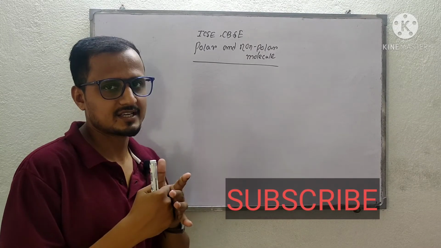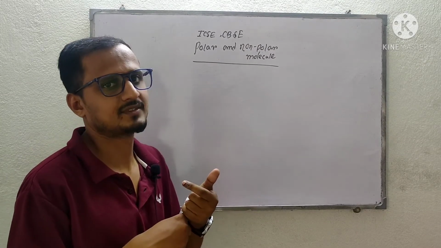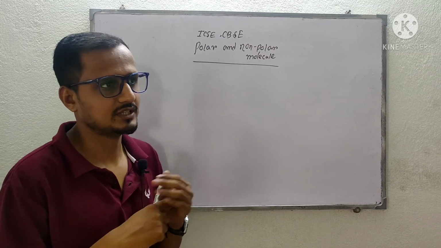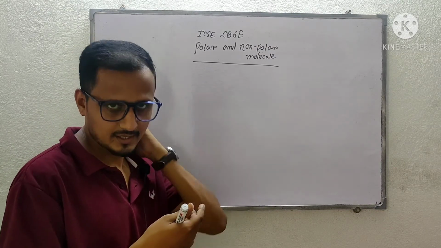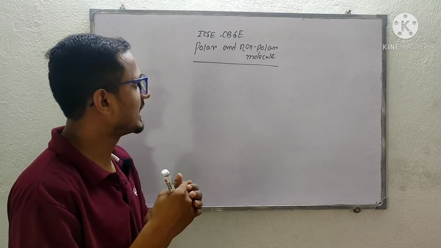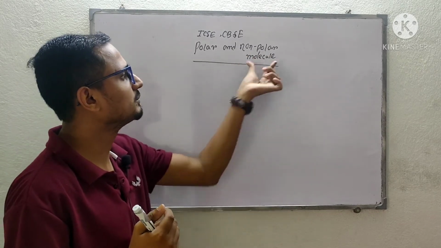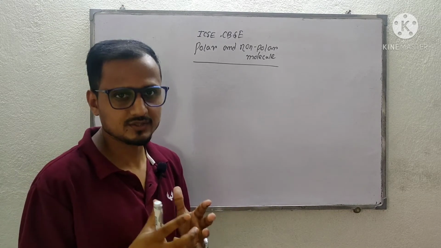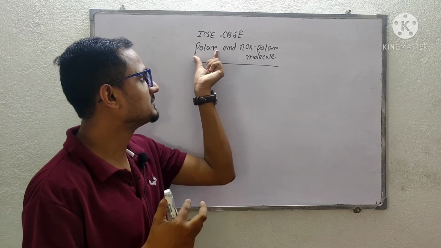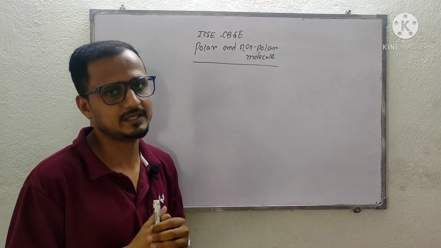Now we are discussing covalent molecules, chemical bonding. In the previous video I discussed how to draw the electron dot structure of covalent compounds. Now another topic we will discuss today: polar and non-polar molecules. In the case of covalent molecules, these terms, polar and non-polar molecule, will be applicable.